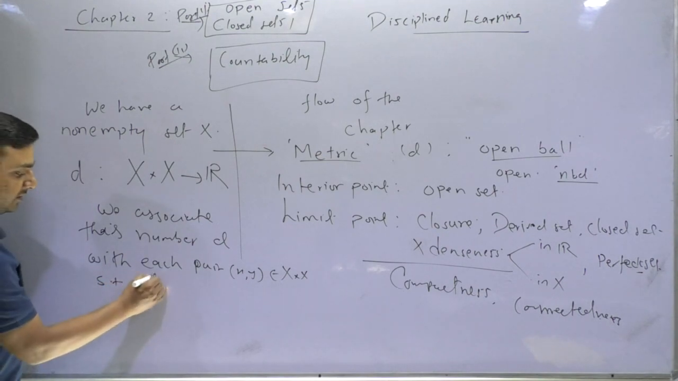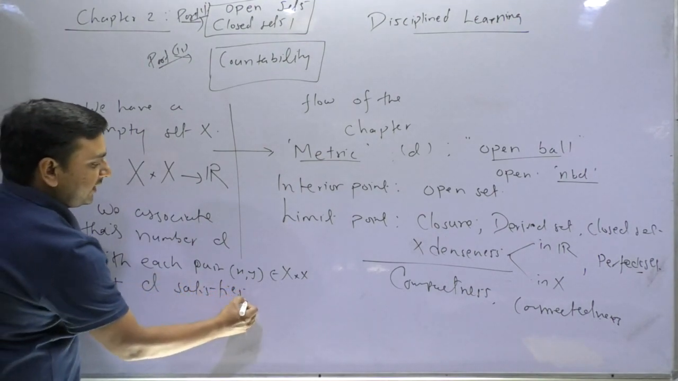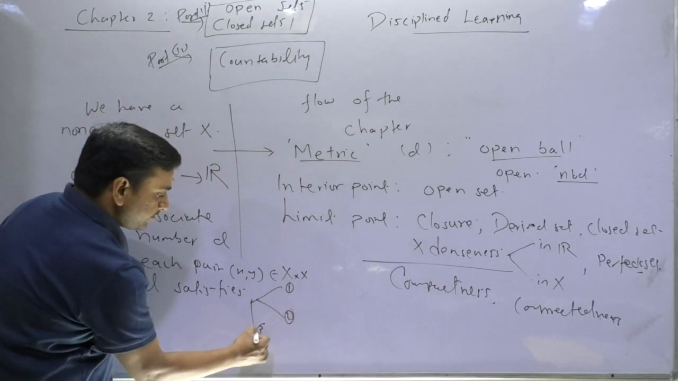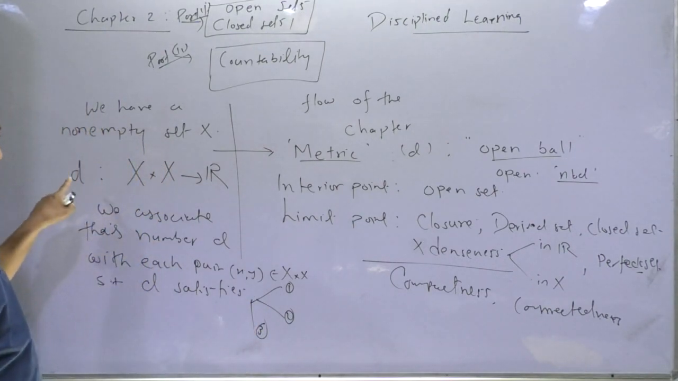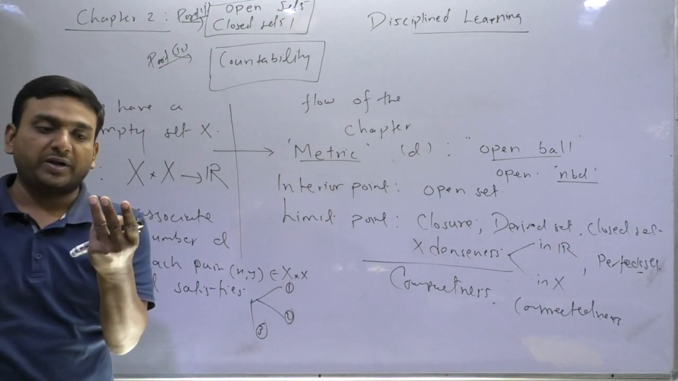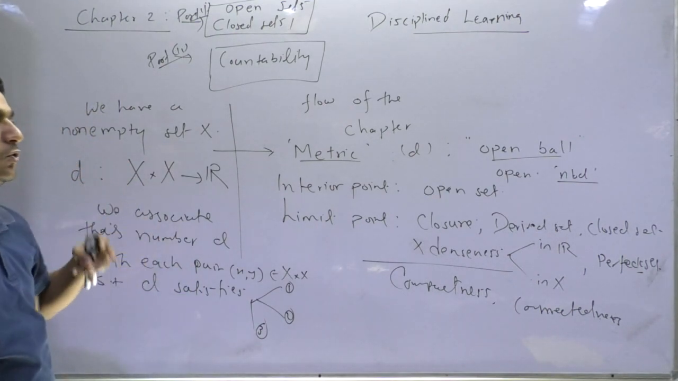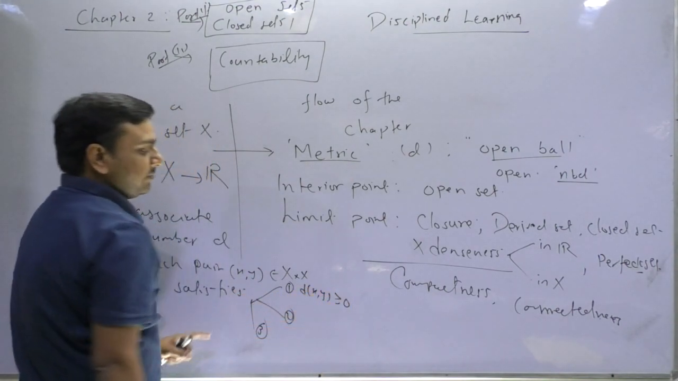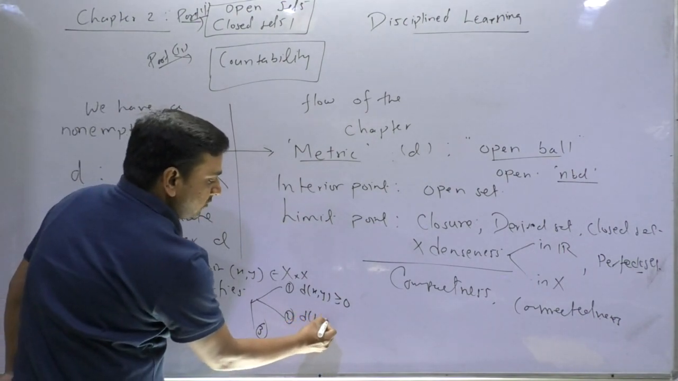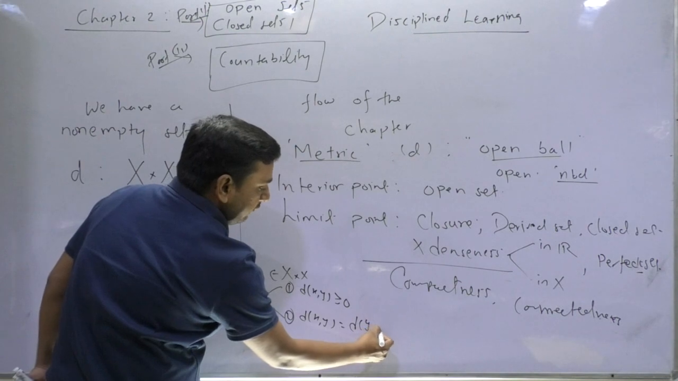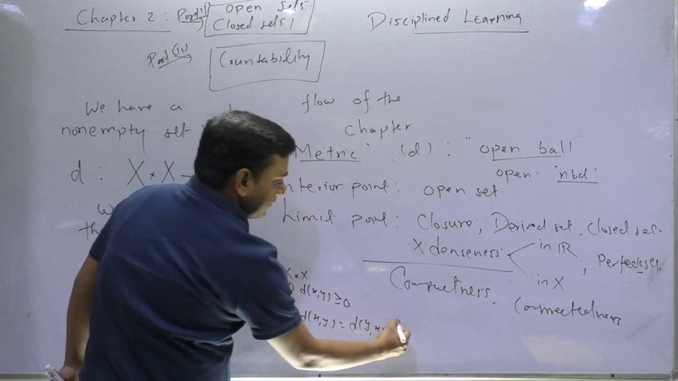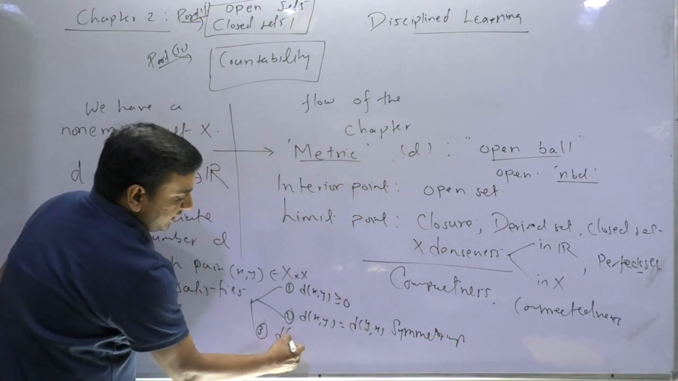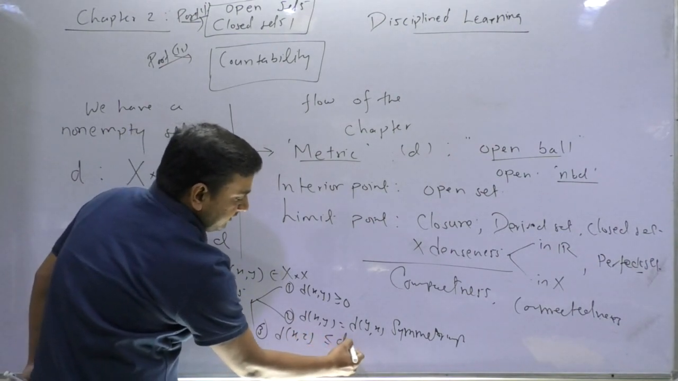such that D satisfies some properties. There are three properties, and if this D satisfies all those three properties, then that D is said to be a metric on this set. Number first is obviously that D of xy will be greater or equal to 0. Second, it's called the symmetric property: D of xy is the same as D of yx. This is called symmetric. And the third is the triangle inequality.